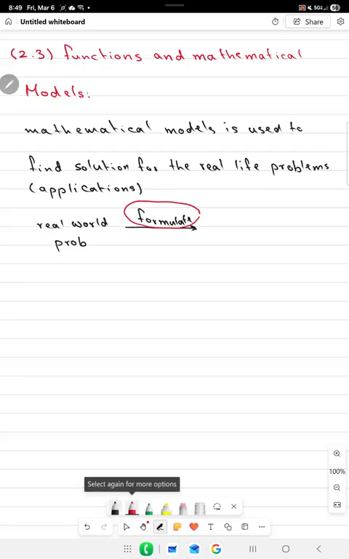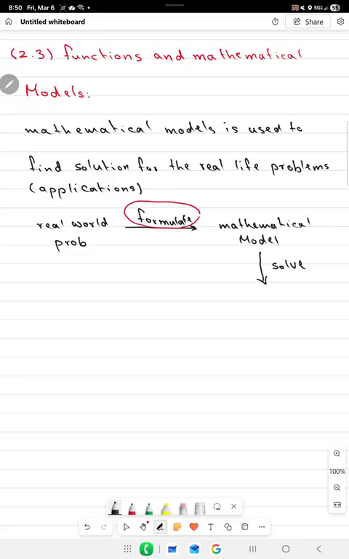To solve the problem. Then after we formulate, definitely we change it to a mathematical model. When you formulate, it means you're changing that problem to a mathematical model. After we find that model, of course, here we have to solve it. This is another part that we will learn in this section.